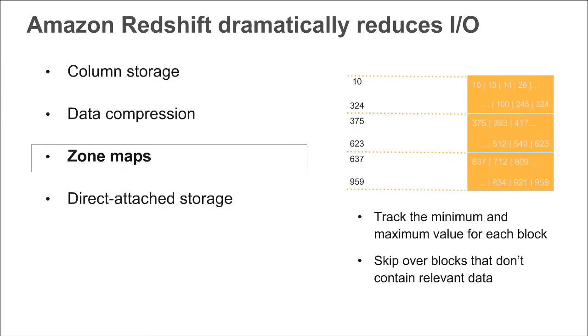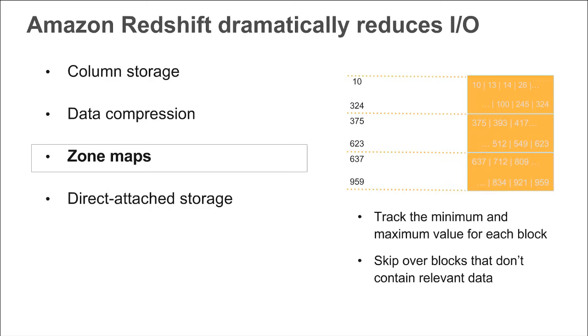Zone maps are similar to an index in the way that they track the minimum and maximum value for each block. So when you write the data to the Redshift cluster, Redshift tracks the block where it's stored, and then it also automatically computes the zone maps, for example, the minimum value and the maximum value that you see here. In the first case, the minimum value for the block is 10 and the maximum is 324.